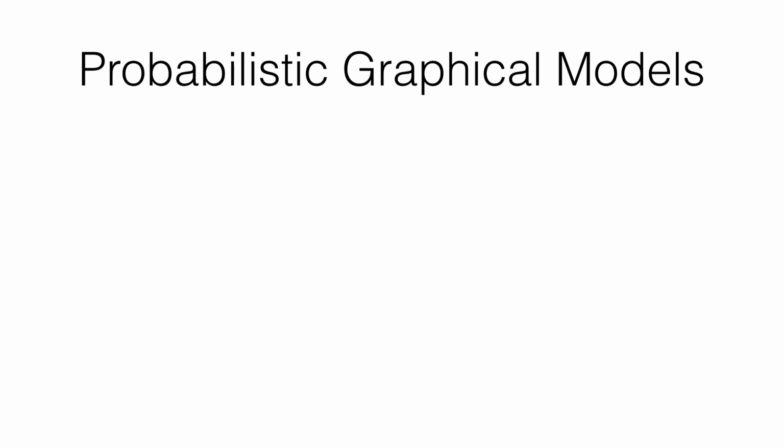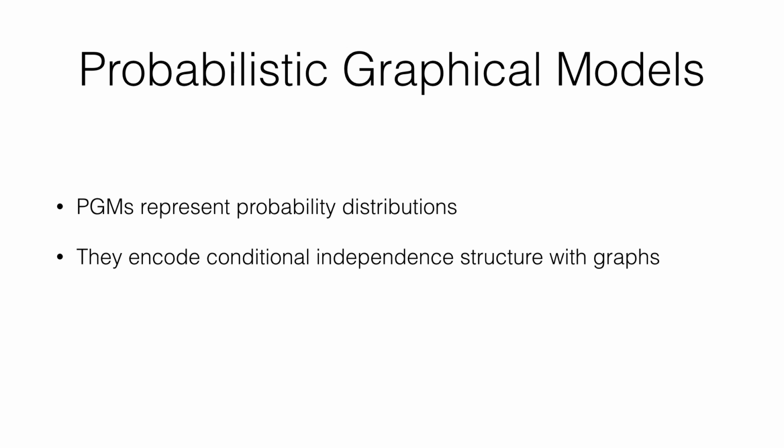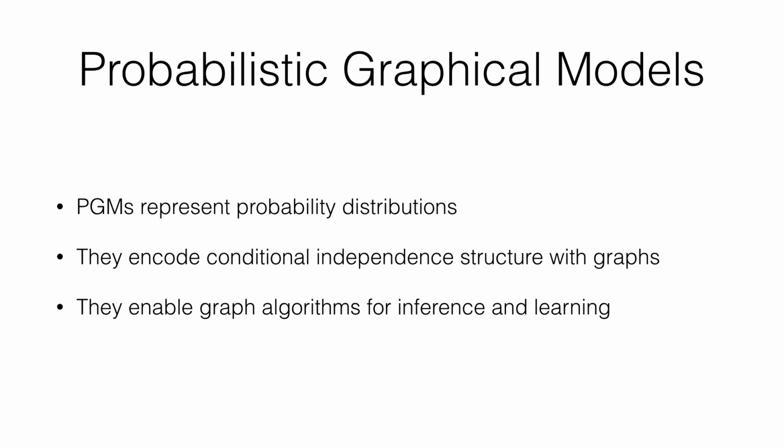So a probabilistic graphical model is a way of representing a probability distribution such that the distribution can be encoded so that we can read off conditional independence structure from a graph. Okay, and I'll explain how that works, but the idea is we want to encode what variables are independent of other variables given other variables in a graph so that we can use graph algorithms to do inference and learning.